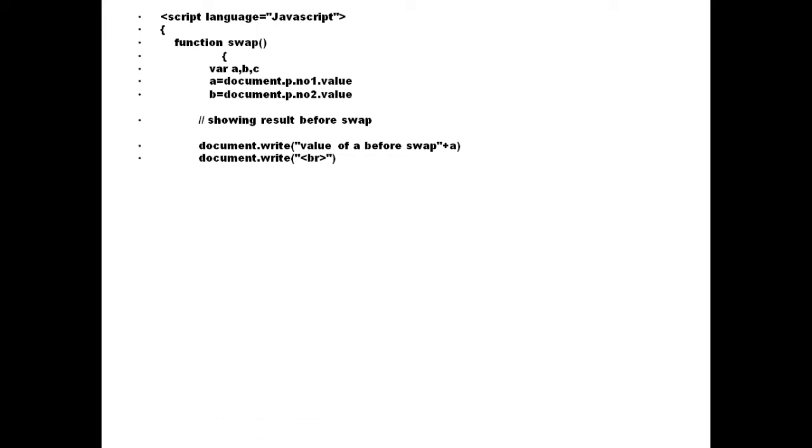Again I will write document.write br, so it will leave the line. Now students, the next line we have to enter is document.write "value of B before swap", and after that I have written a plus sign and B. That shows I am going to show the examiner that the value of A is displayed before swapping and the value of B is displayed before swapping.